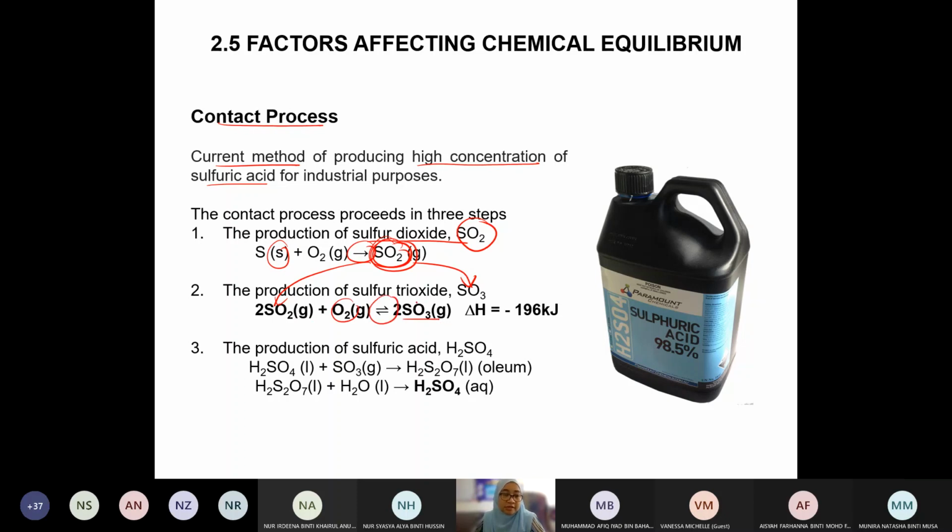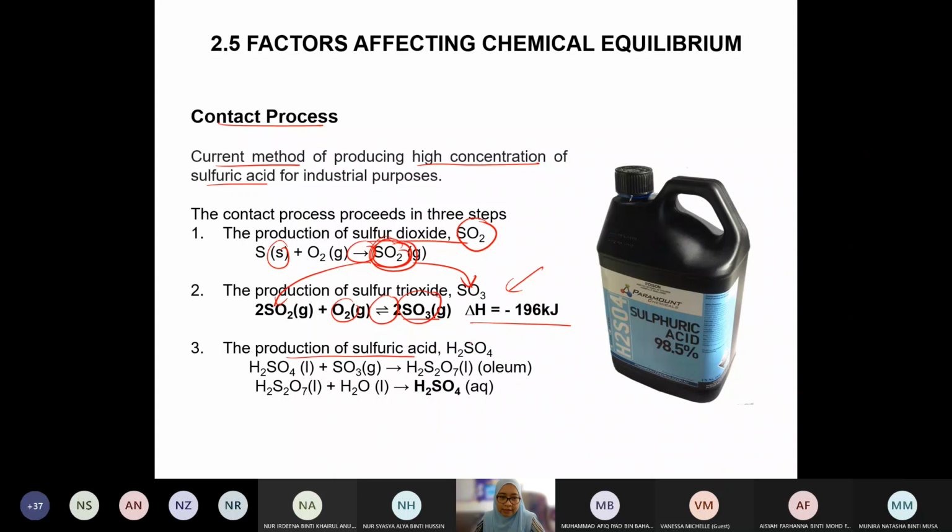As you can see, this is a reversible reaction. That means at one point it will achieve equilibrium, and this reaction also is an exothermic reaction. Okay, it releases heat. They produce heat there. So this is the one that we can manipulate later, because SO3 is needed to produce the final product, which is the sulfuric acid.